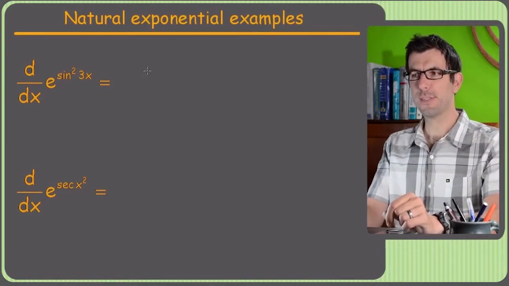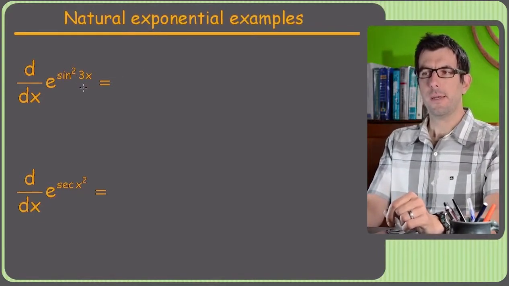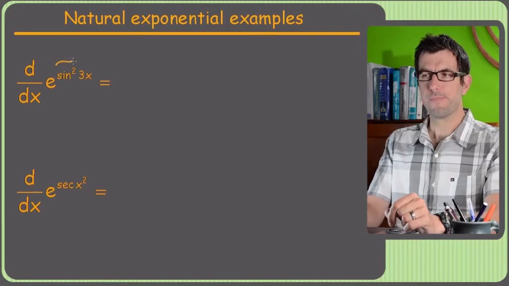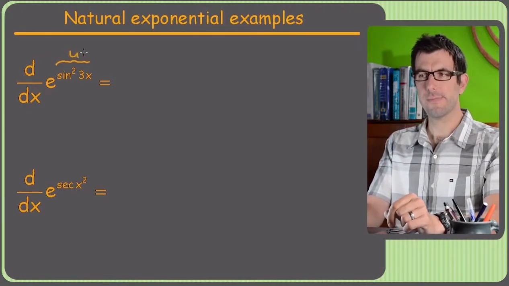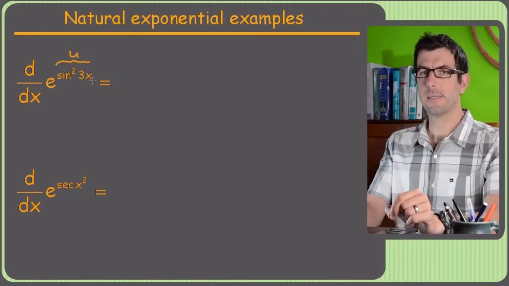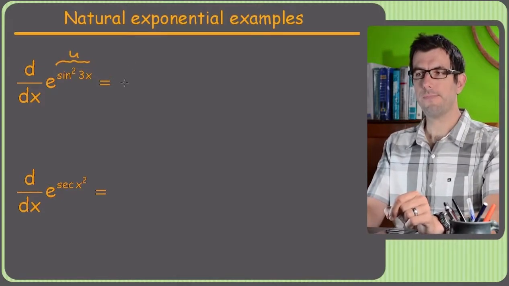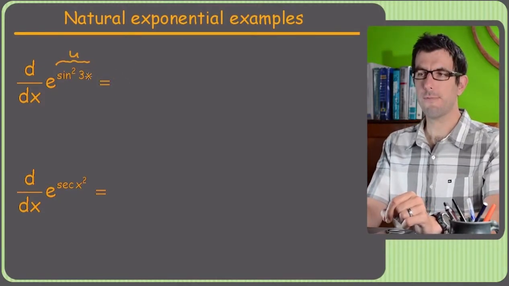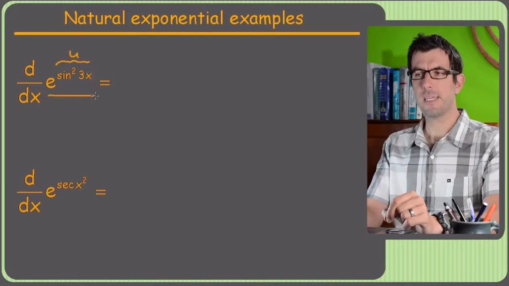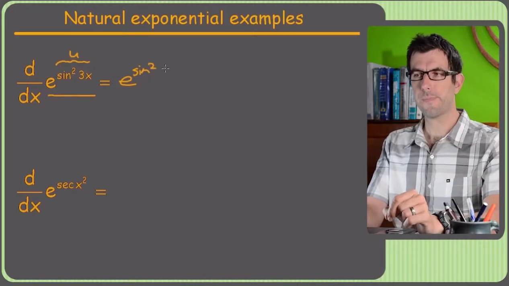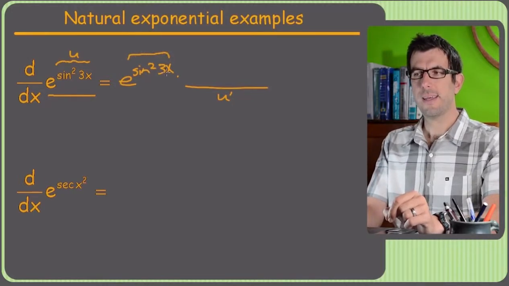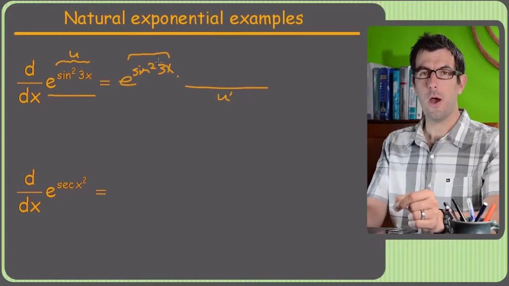So natural exponential examples, a few more. Once again, just looking at this, I'm seeing some nastiness here. I'm guessing this is a nested power rule problem. Oh well, we'll get to that when we come to it. So first of all, the derivative of e to the anything is e to the anything, so e to the sine squared 3x. But now I got to multiply by u prime, and that's where I think I'm going to get in trouble, because when I take the derivative of this thing, that is a power rule on a sine function.